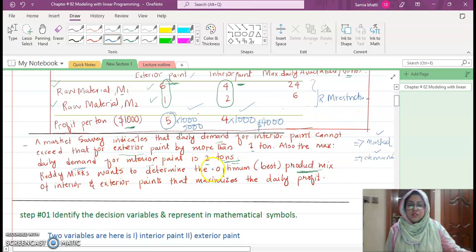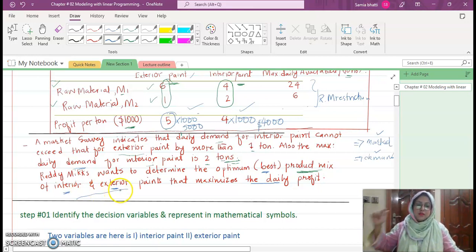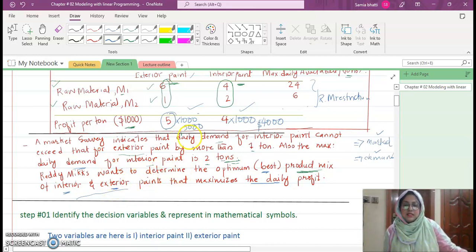Ready Mix wants to determine the optimum, best product mix of interior and exterior paint that maximizes the daily profit. So we have to tell the company what product mix they should make to reach the maximum profit. By mix we mean how many units of interior paint and how many units of exterior paint they should make to reach the maximum profit making situation. So this is all about analyzing the question.